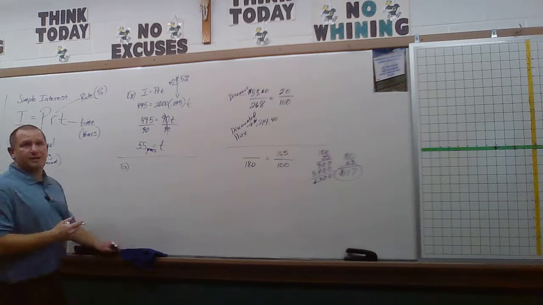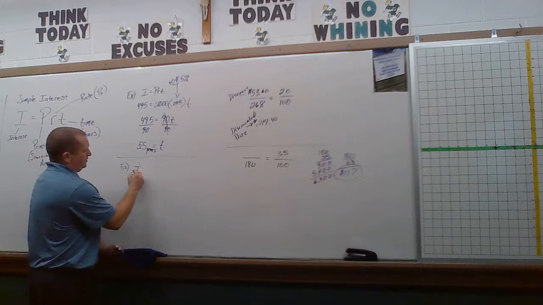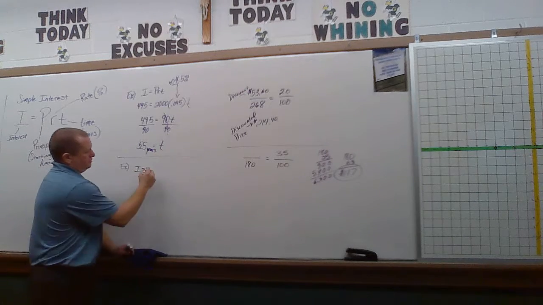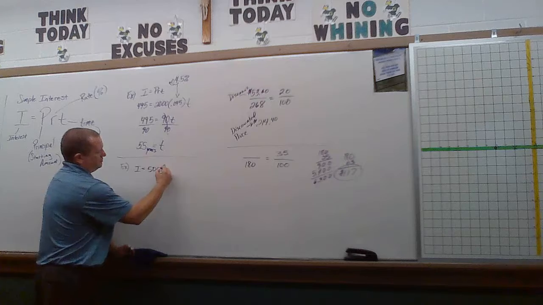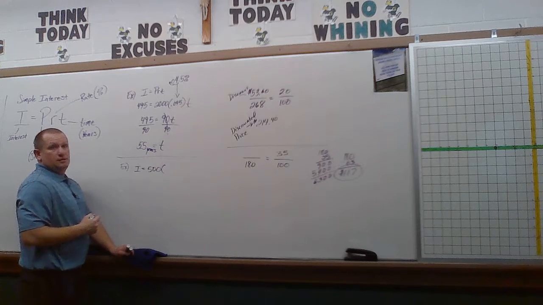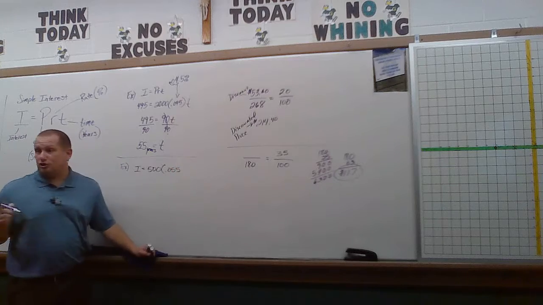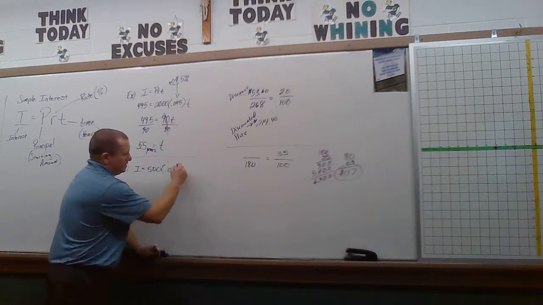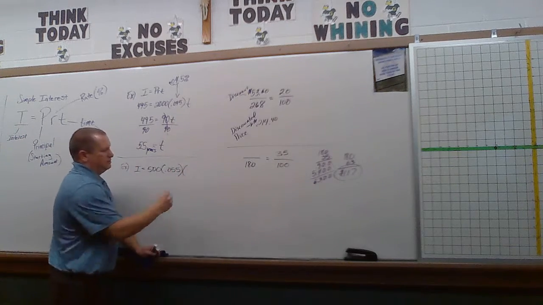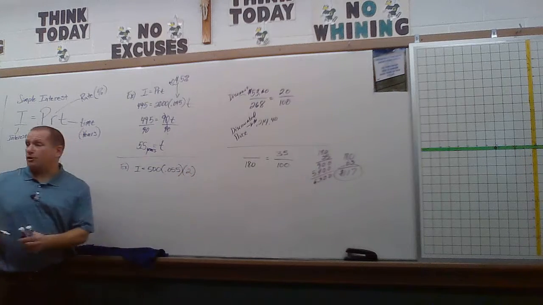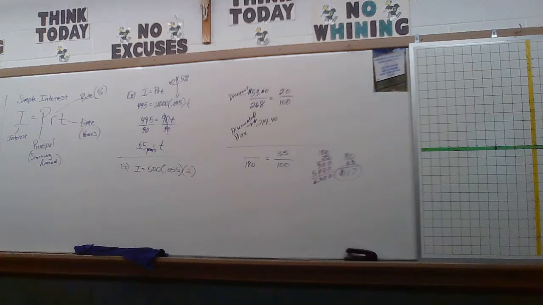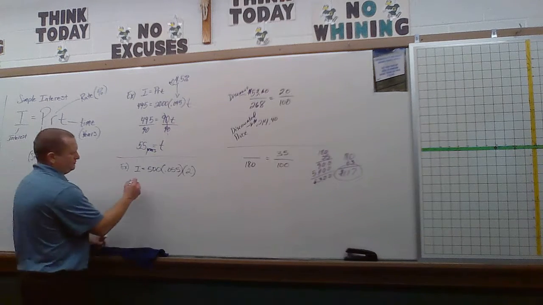So what's my formula going to be? I equals 500 times 0.055, remember to move it 2 places to the left, times 2. Now what do I do to find my answer? Just multiply them all together, right? So what's 1,000 times 0.055?